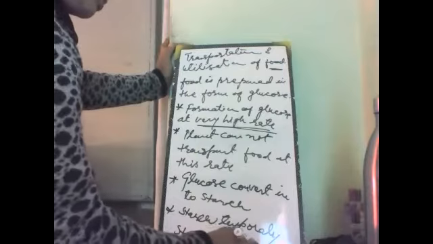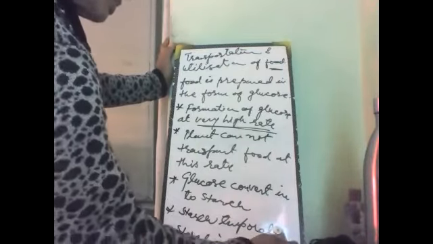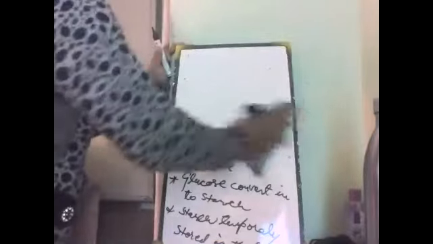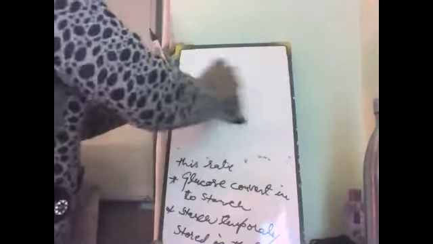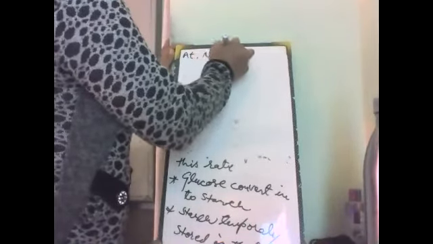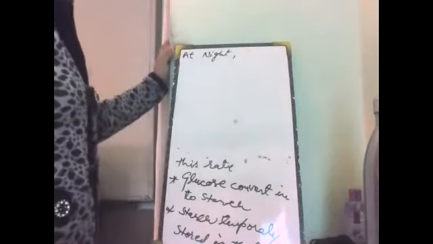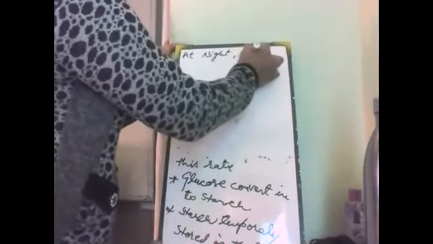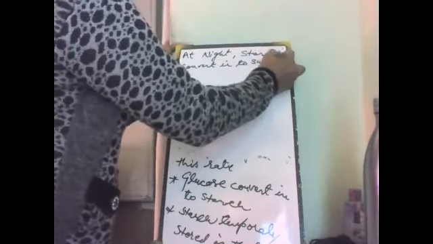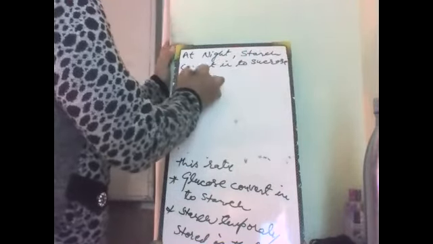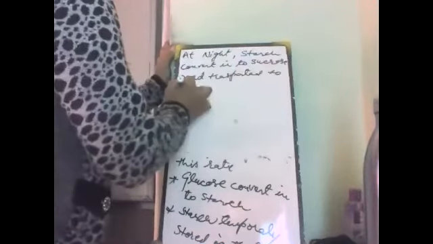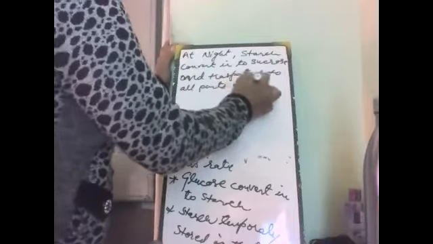Stored in the leaves. But at night, this starch changes into sucrose and is transported to all parts of the plant.